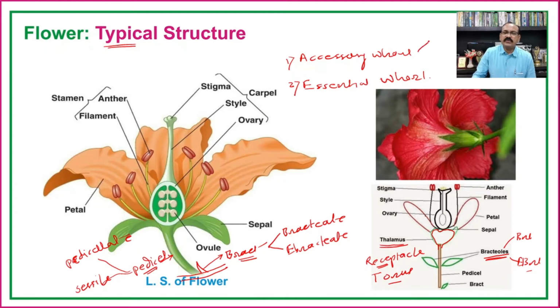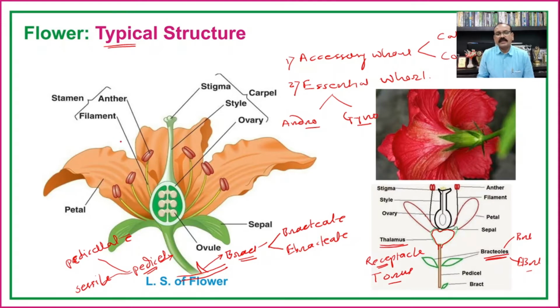This accessory whorl is made up of two floral whorls, that is calyx, and the second one is a corolla. In a similar manner, the essential whorl is also made up of two different whorls, and that is known as androecium and the innermost one, that is a gynoecium.